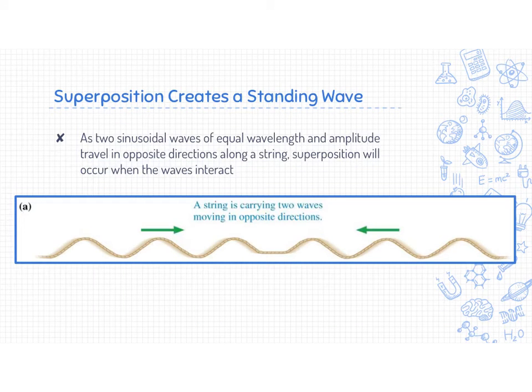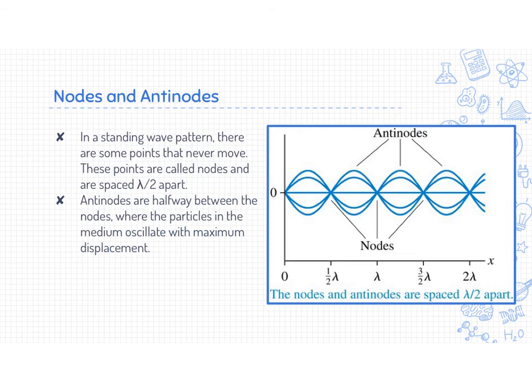Now, when we have two waves of equal wavelength and amplitude, and they're traveling towards each other, that's going to cause some superposition, and that's where we get these standing waves from. So as these two waves are interfering, that's where the superposition comes in, and we get the standing waves.